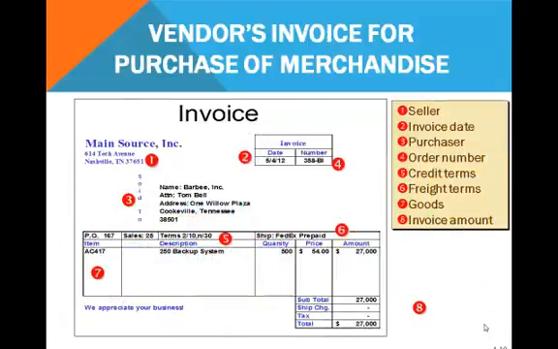This is an example of an invoice that would support the purchase of merchandise inventory. Notice all the different information on the invoice, such as the seller, the purchaser, the credit terms, the items purchased, and the amount of the purchase. All of the information is there that you will need when you record the entry to purchase inventory.